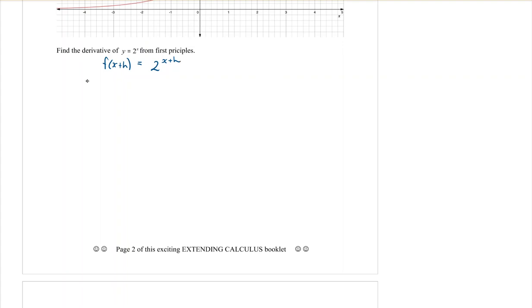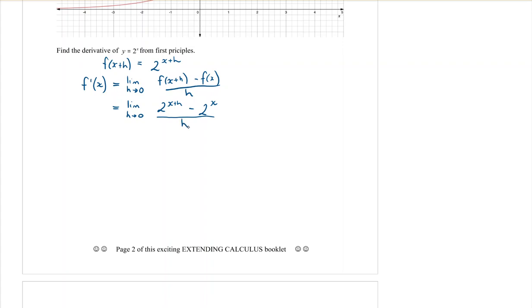Then the first principles formula is f dash equals, so the dash meaning derivative of the function, equals limit as h approaches 0 of f of x plus h minus f of x all over h. So I can substitute into that formula. Remember that the limit part has to stay there until I'm ready to substitute it in. So f of x plus h was the first thing I worked out. It is 2 to the power of x plus h, minus f of x, the original function, which is 2 to the power of x. That all needs to be divided by h.